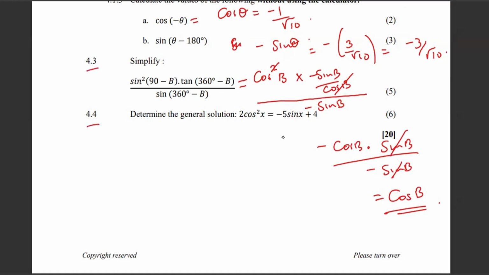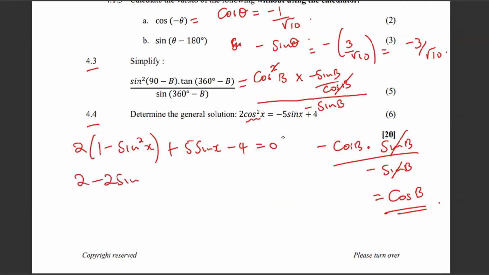Then 4.4, determine the general solution. General solution, aim at creating the same ratio, okay? So I can express cos squared as a sine. So 2, 1 minus sine squared using this identity, plus 5 sine minus 4 is equal to 0. Okay, I'll divide through by a negative. So 2 minus 2 sine squared x plus 5 sine x minus 4 is 0. Divide through by negative as you collect the like terms. So 2 sine squared x minus 5 sine x. This and that is going to be a negative 2, which is a plus 2.